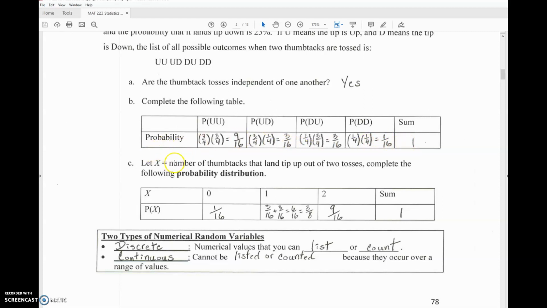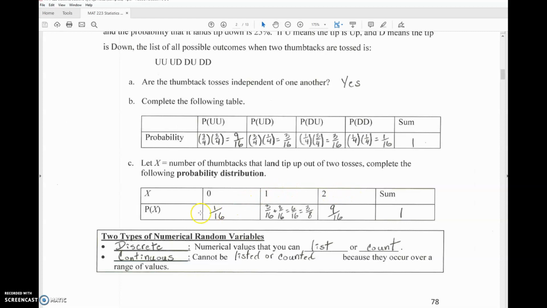So the problem said, let's let x equal the number of thumbtacks that land tip up out of 2 tosses. And let's complete the following probability distribution. So what are the possible outcomes for x? Remember, x is the number of thumbtacks that land tip up out of the 2 tosses. Okay, so x could either be 0, that means you get no thumbtacks landing tip up. It could be 1, where you get one of the 2 landing tip up, or it could be 2, where you get both of them landing tip up.